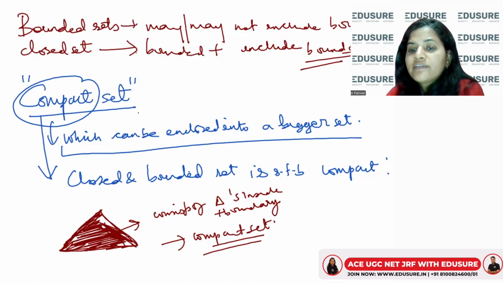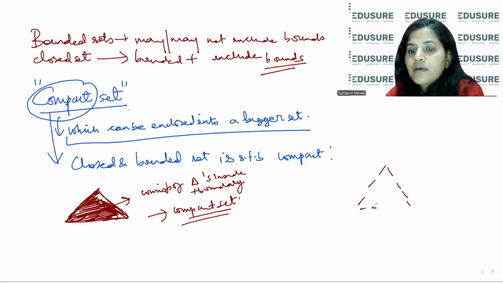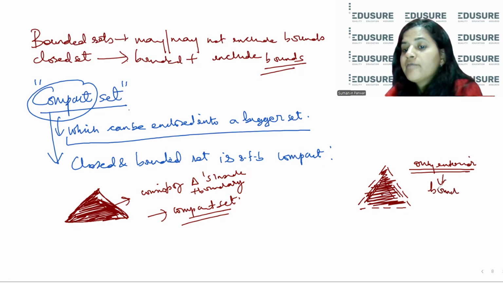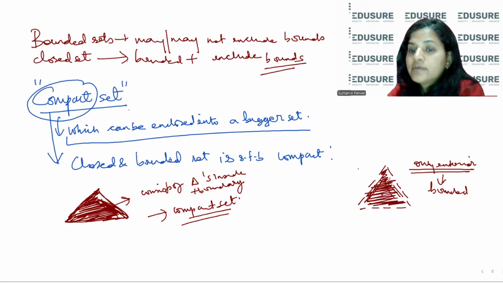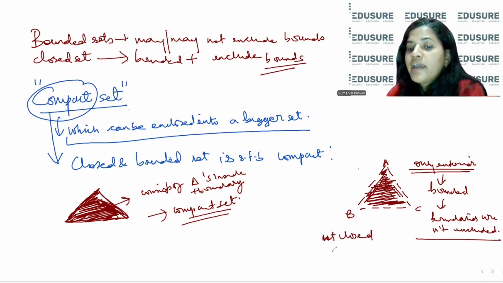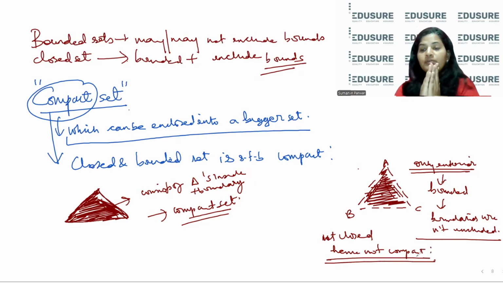Okay. If you look at this one, there is only the interior. You can see only the interior of the triangle is there. So this set is bounded. Why? Because I cannot go beyond these sides AB, BC, and AC. But boundaries are not included. So this is bounded, but boundaries are not included. Therefore, it is not closed and hence not compact.